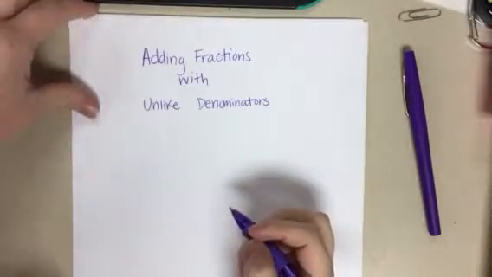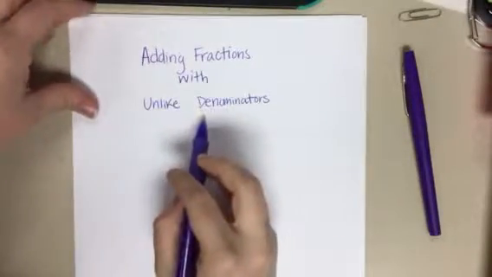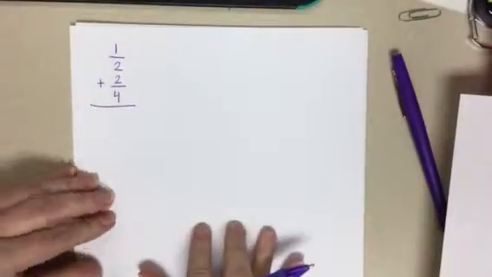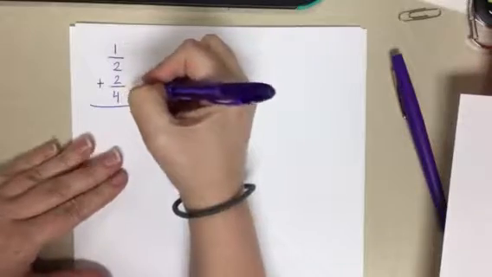Hello, today we're going to go over adding fractions with unlike denominators. Let's try a few out. Our first one here, we have 1/2 plus 2/4.